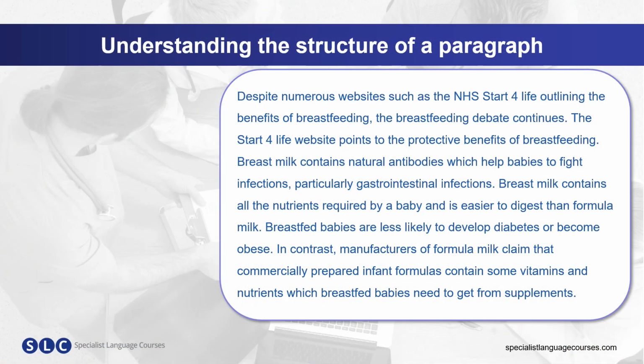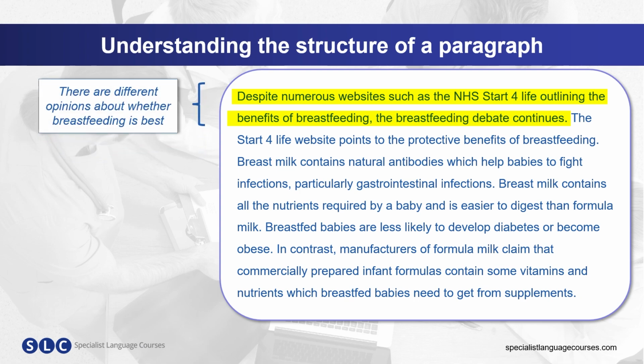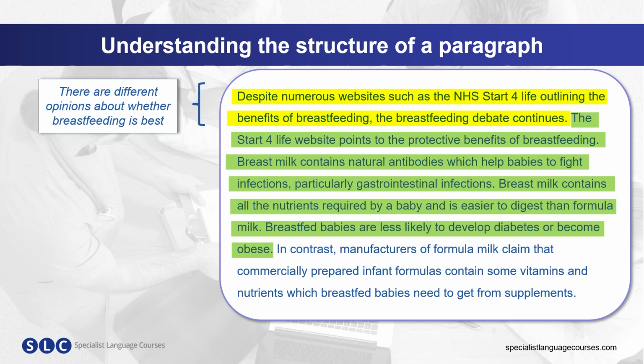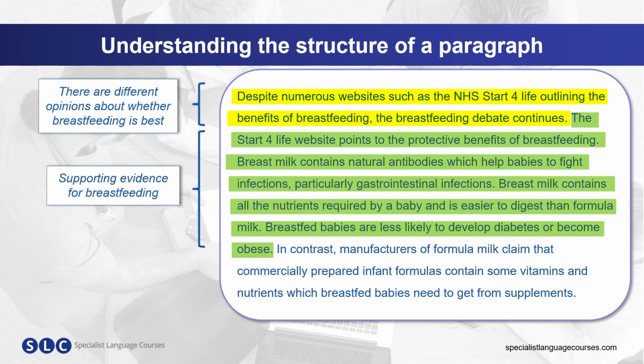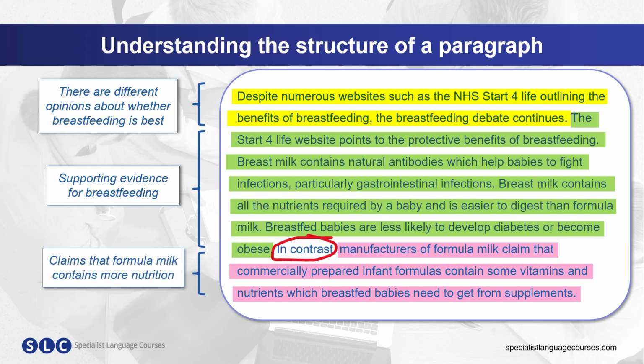In Reading C, each paragraph will be clearly structured. So understanding the structure will help you understand the paragraph as a whole and make finding the answer easier. Let's have a look at this example. Here we have an article about breastfeeding. From the topic sentence at the beginning of the paragraph, we can see that the writer will present different opinions about whether breastfeeding is best. The next section of the paragraph gives supporting evidence for breastfeeding. And at the end of the paragraph, we have 'in contrast', signaling a contrasting idea, and the claim from manufacturers is described, that formula milk contains more nutrition.